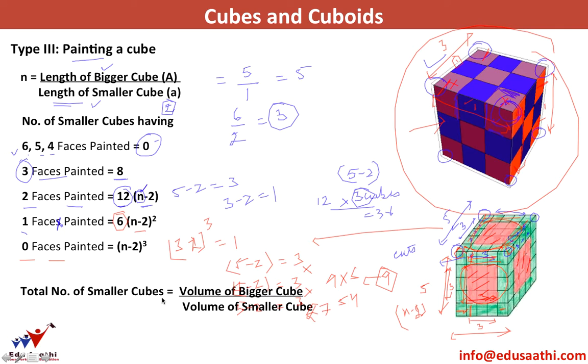Now, what is the number of smaller cubes that would be formed? It will be nothing but the volume of the bigger cube divided by the volume of the smaller cube. So in this case, how many cubes will be formed? What is the volume of the bigger cube? I have 5 into 5 into 5, which is 125, divided by the volume of the smaller cube, which is 1 multiplied by 1 multiplied by 1. So how many cubes will I have? I will have 125 cubes.